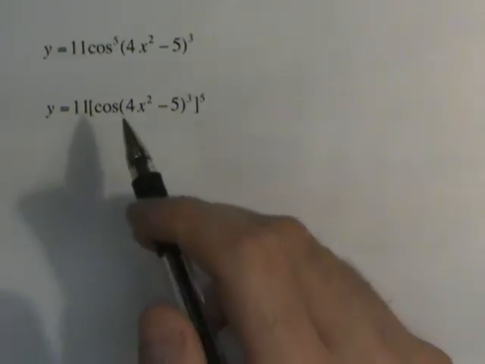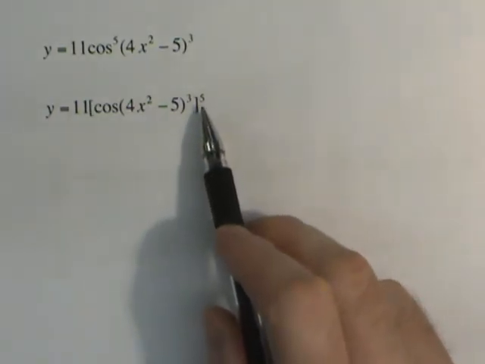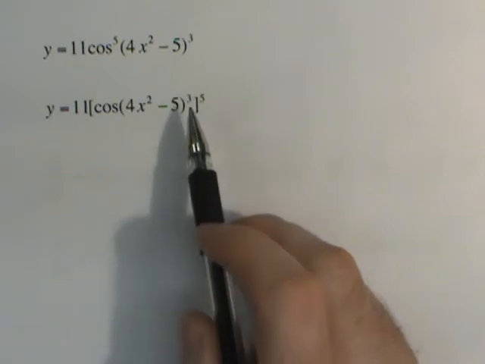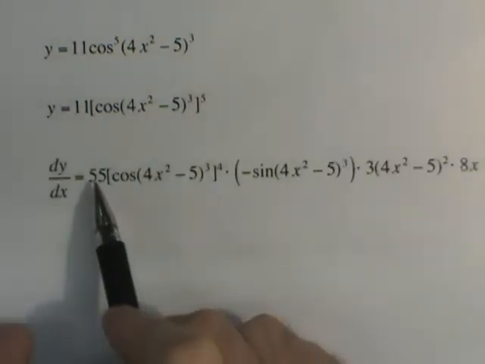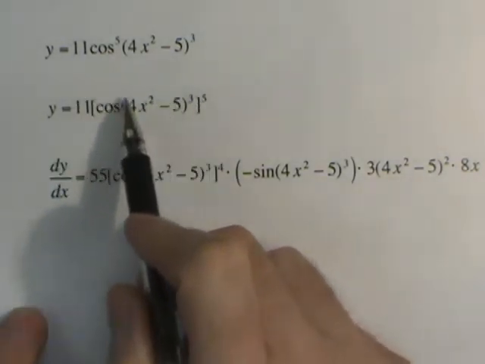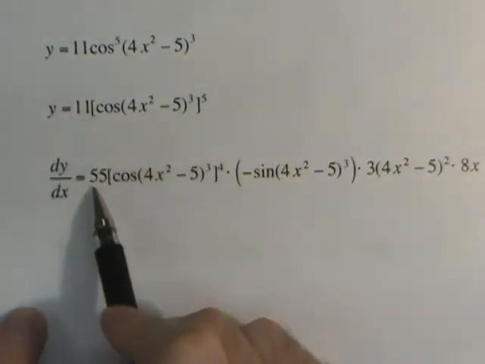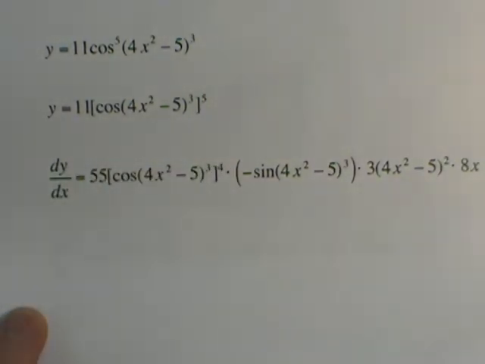In my first step, I just rewrote it. I have this cosine to the fifth. I wrote it as a traditional power, a traditional exponent, and that will be where I start. I'm going to do 5 times 11, which produces my 55, my set of parentheses raised to the fourth. So that was just the power rule being invoked there. 5 times 11 was 55. Cosine the angle raised to the fourth power.